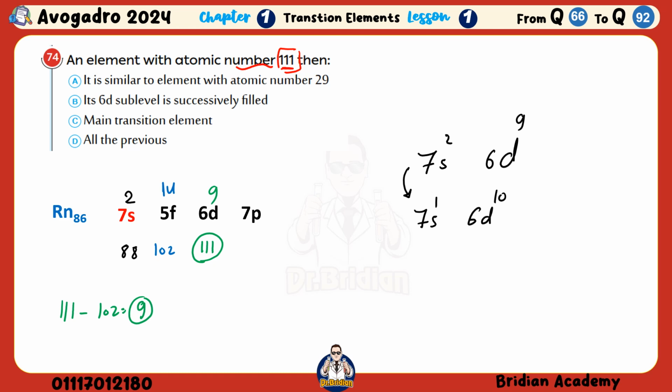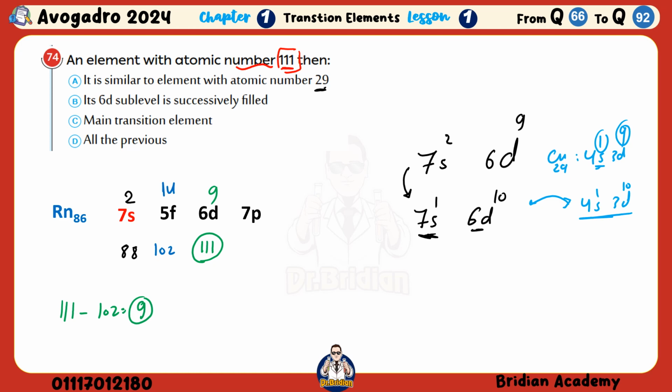for this atom. Okay, he asked in the first choice, it's similar to the element with atomic number 29. Yes, because the element with atomic number 29 is copper, 4s1 3d10. So the electron configuration is the same, 1 and d will be 10. So it resembles atomic number 29.